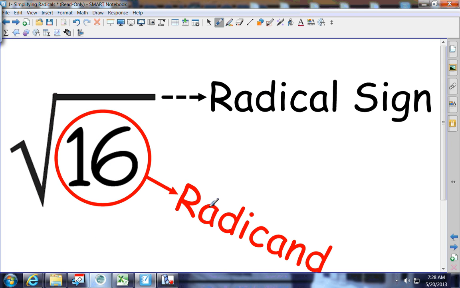Now, first off, you guys should have your notes page. You should be able to follow along and fill in the blanks. First off, this right here is the radical sign. And the number that's inside there is called the radicand. Radicand. Okay, make sure you have those down.